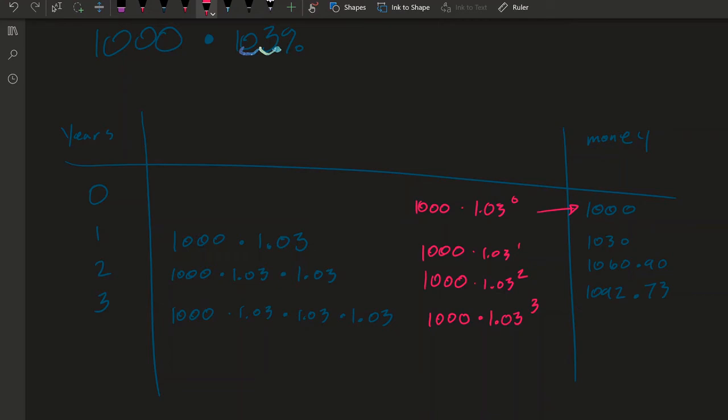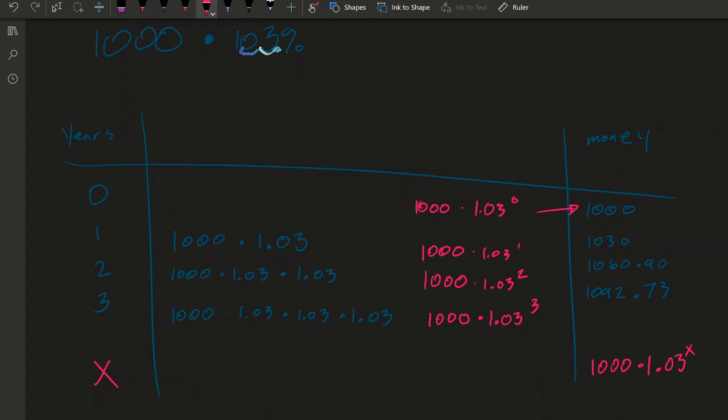So one of the things that we're going to be doing is writing an equation for a situation. So this would be after X years, or sometimes we use T's per time. So after X years, how much money do I have? I would have 1,000 times 1.03 to the X power.